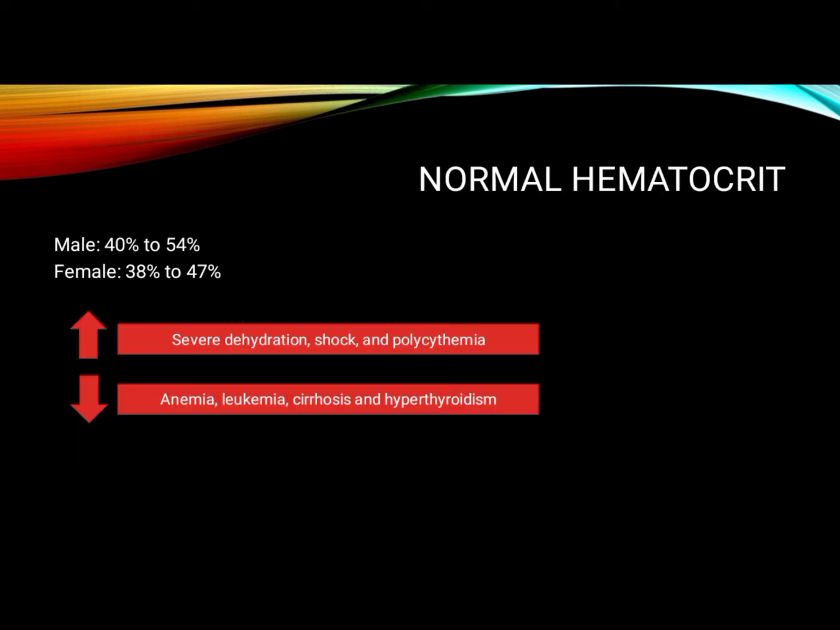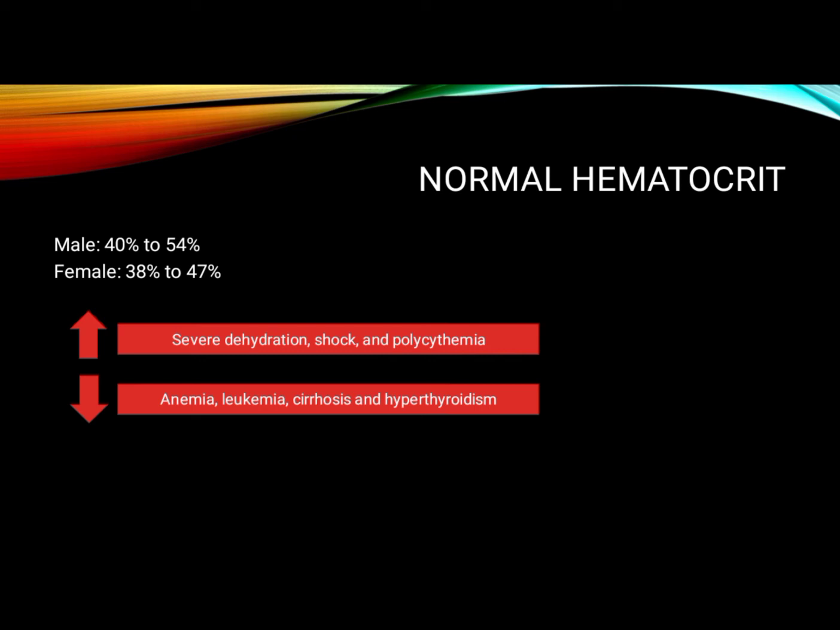So, this is the normal hematocrit. For the male, it is 40% to 54%, and the female is 38% to 47%. The amount of hematocrit increase: if increased, it can cause severe dehydration, shock, and polycythemia. And if it is decreased, it can cause anemia, leukemia, cirrhosis, and hyperthyroidism.